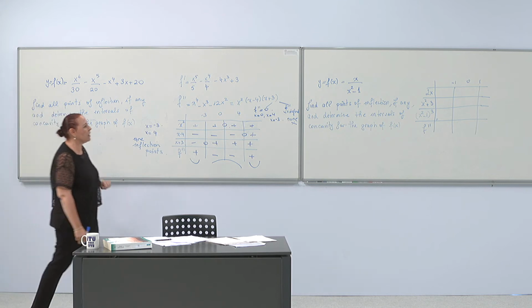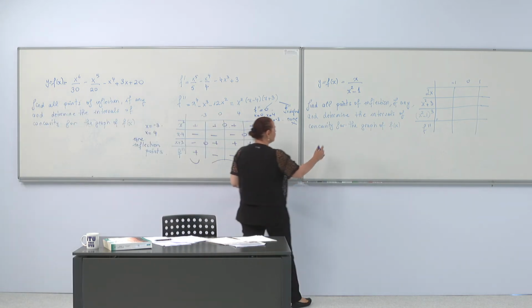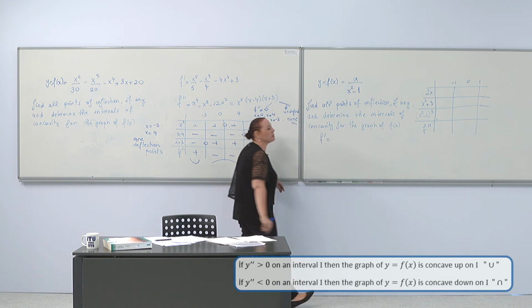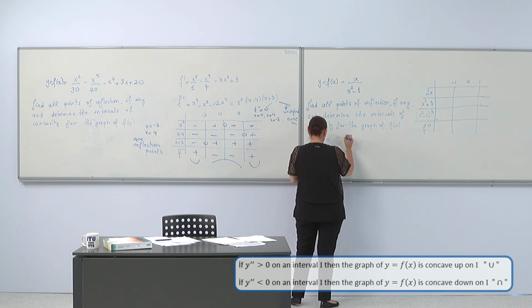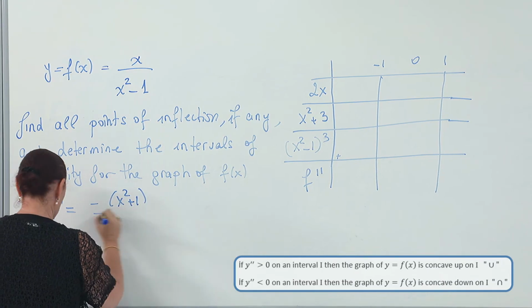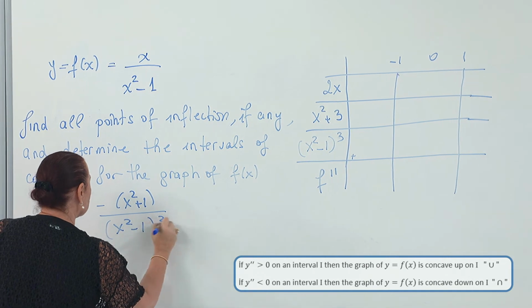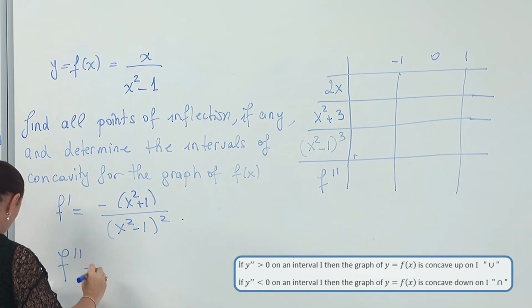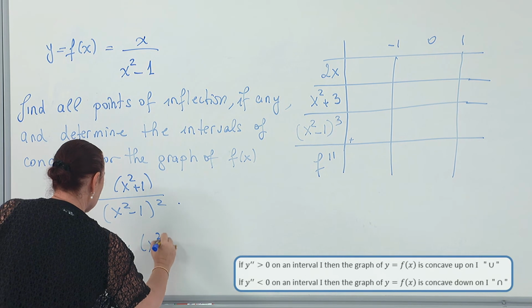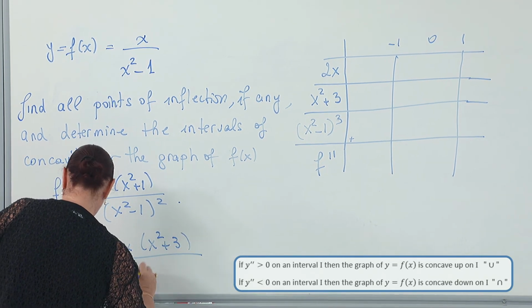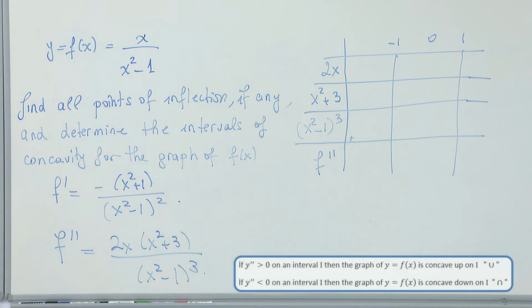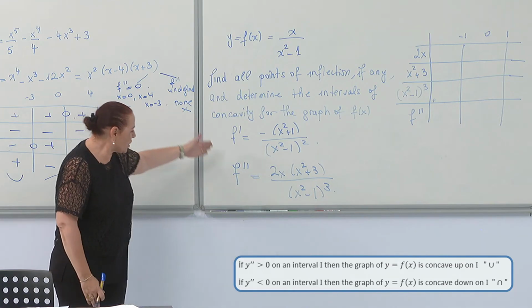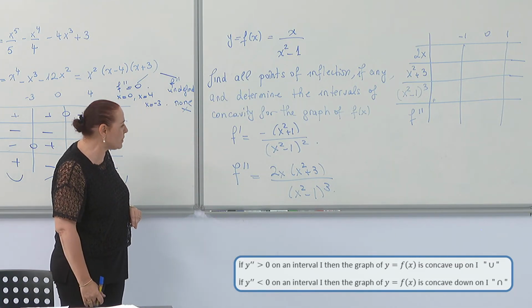Let's move to this second one. I forgot to put down the derivatives, so let me put them down here. The first derivative is minus (x squared plus 1) over (x squared minus 1) squared, and the second derivative is 2x(x squared plus 3) over (x squared minus 1) cubed. I did these derivatives using the derivative of the quotient. I'm just putting them down to save us some time.